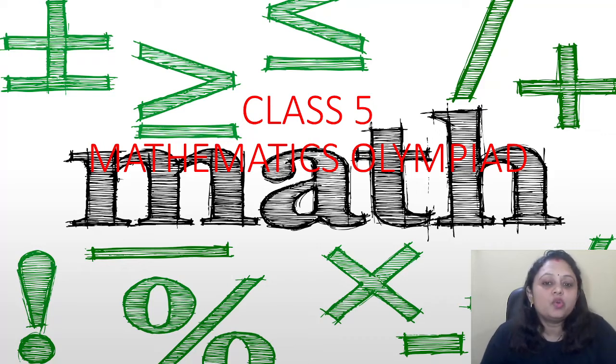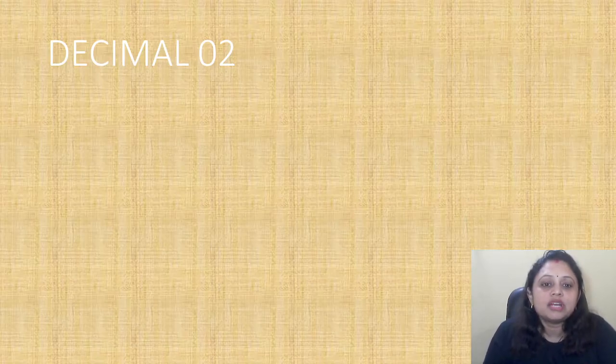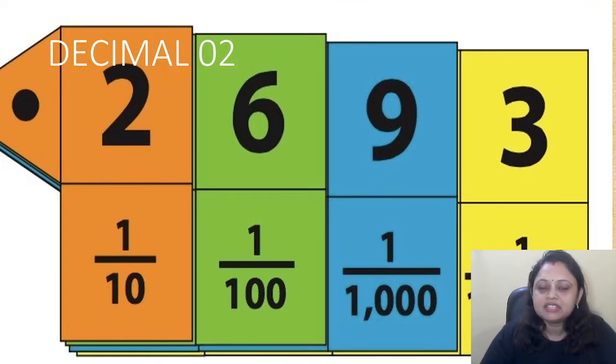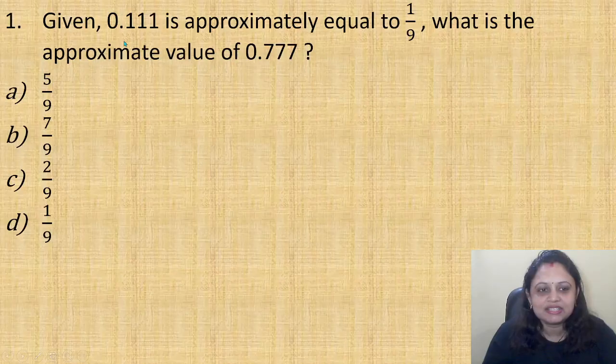So today we are going to read for class 5 Mathematics Olympiad. And in class 5 Mathematics Olympiad, which chapter we are going to read? We are going to continue the chapter, that is decimal. In the previous session, we have already solved some questions of this chapter, and in today's session, we are going to discuss some more questions of this chapter. Are you all ready for it? Yes, so let's get started.